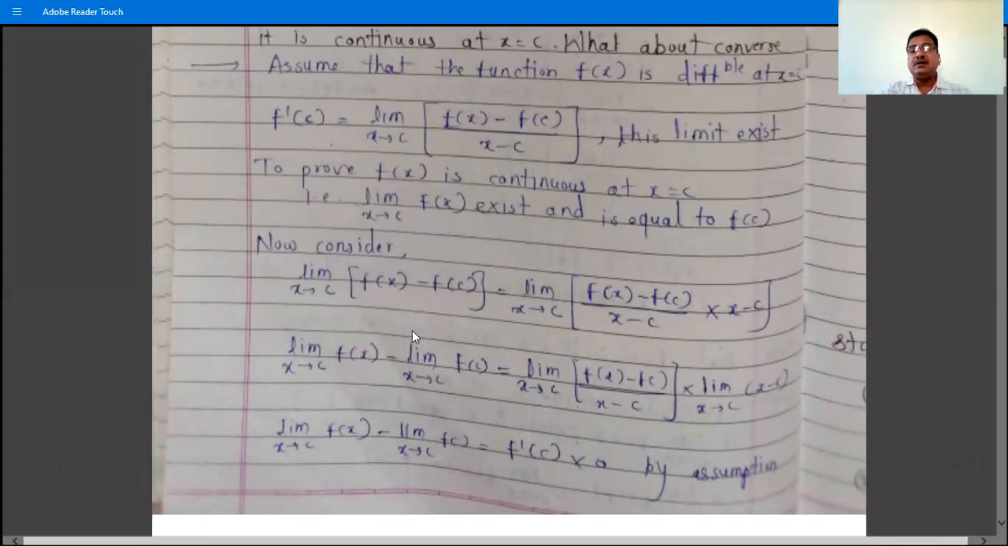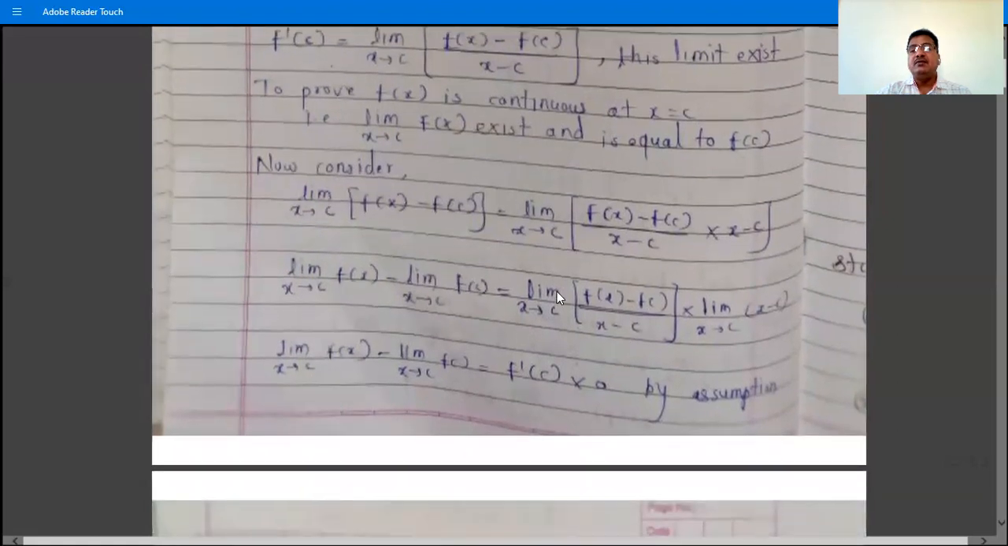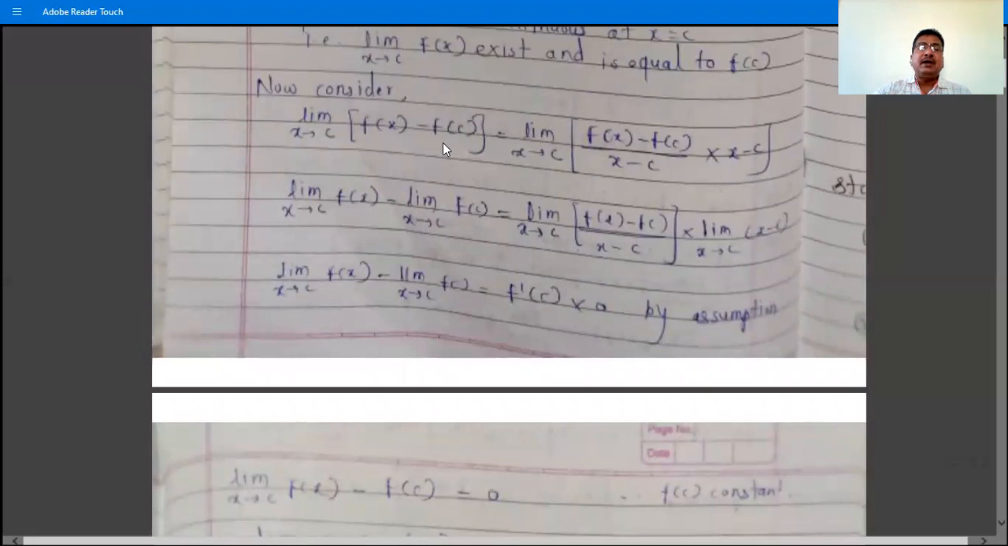Then limit x tends to c, multiply and divide by this factor x minus c. Multiply by x minus c and divide by x minus c. Now limit of a into b is limit of a into limit of b. So limit of a minus limit of b is limit of a minus limit of b. So limit of f(x) minus limit x tends to c of f(c) is equal to limit of this factor, that is f(x) minus f(c) divided by x minus c, into limit x tends to c of x minus c. Because limit distributes over addition, subtraction, division, multiplication straightforwardly.